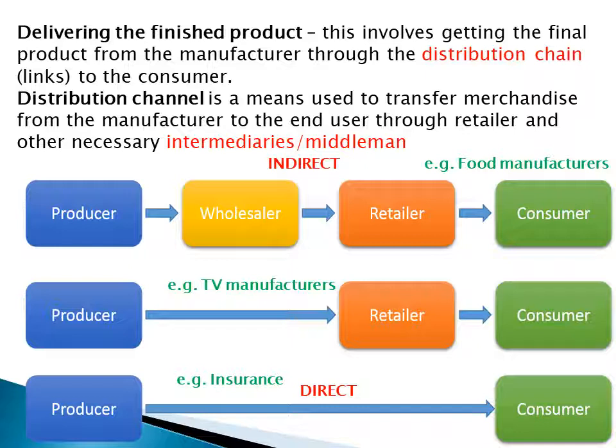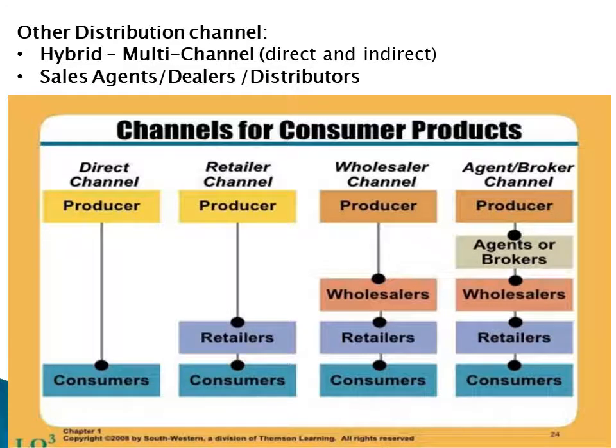Typical example, goods like food items, right? So it's sold to a wholesaler who sells it in bulk. Wholesalers sell it to retailers like supermarkets, and then we, the consumer, buy it from that retailer, right? So these are the main channels that are used. However, there are other channels available.